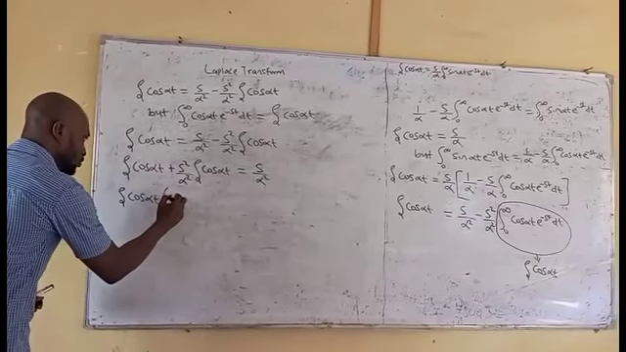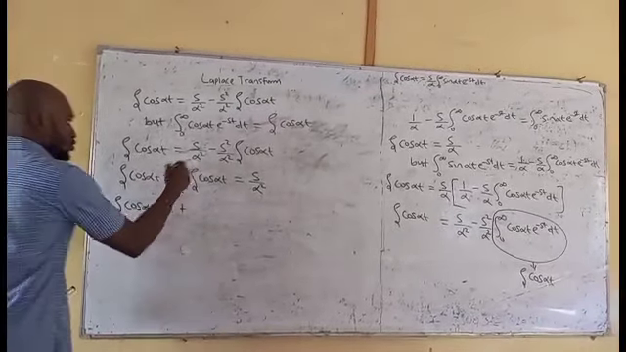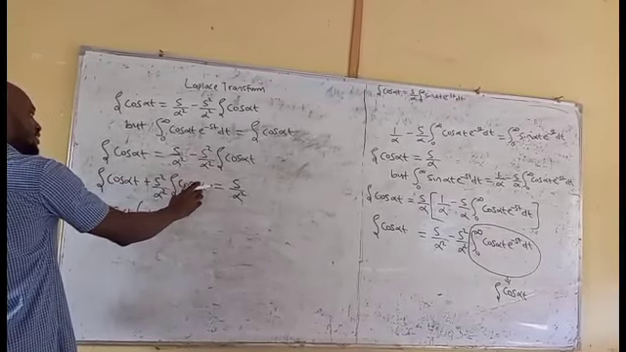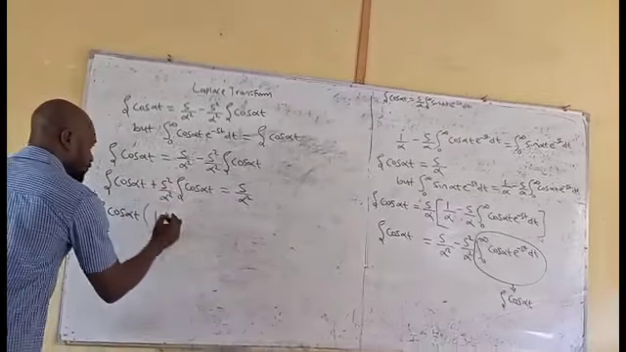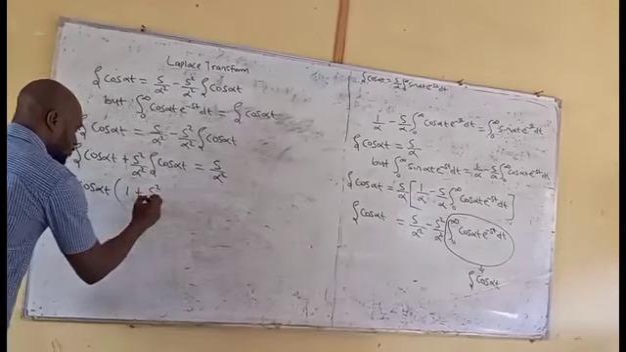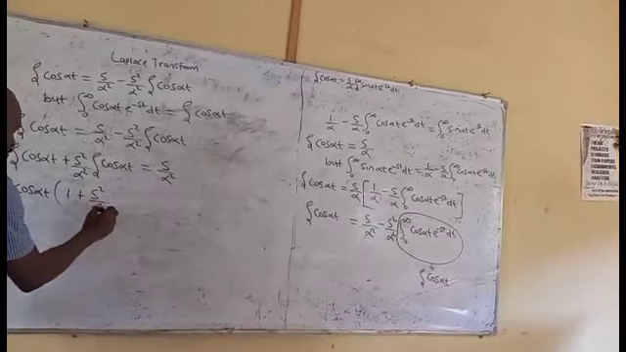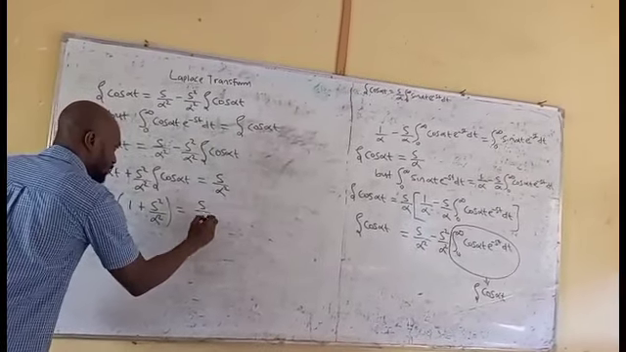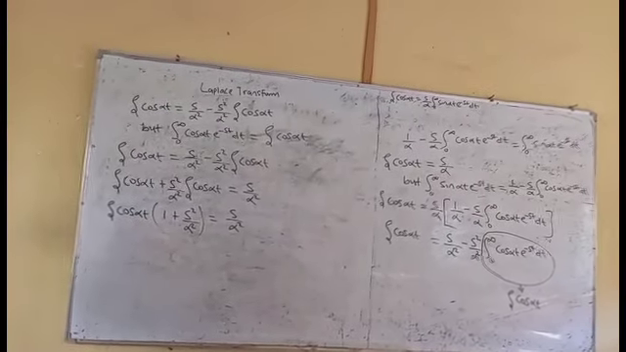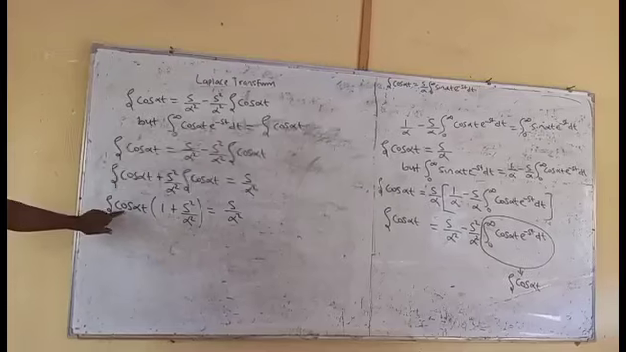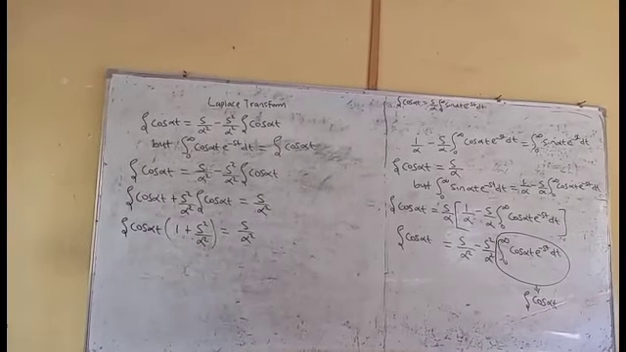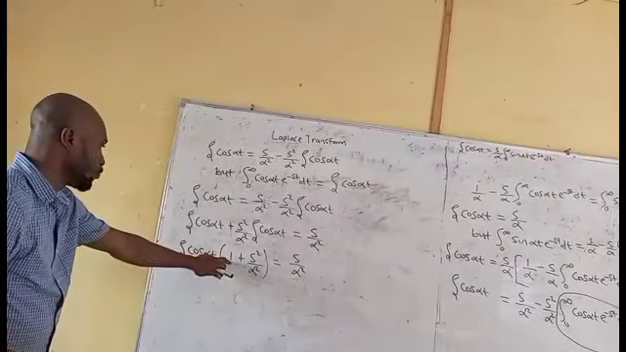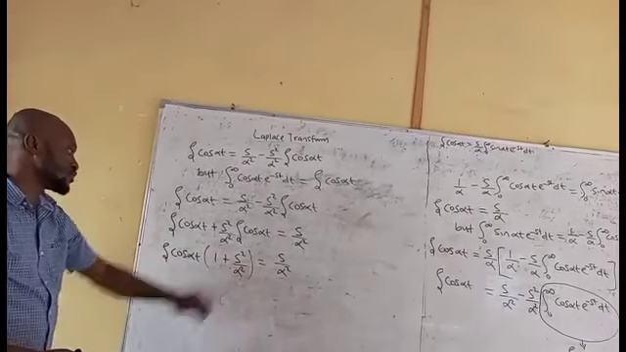This one now becomes what? 1 plus, if you remove the Laplace transform of cos alpha t like we factorize, you will have plus x squared over alpha squared. So it's equal to x over alpha squared. So if you want to get the Laplace transform of cos alpha t, what you need to do is divide both sides by 1 plus x squared over alpha squared.